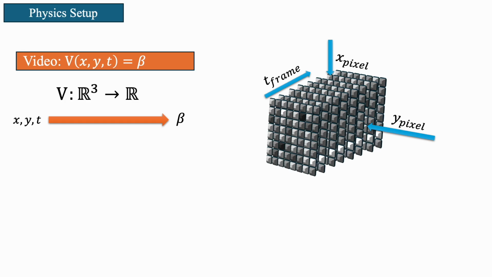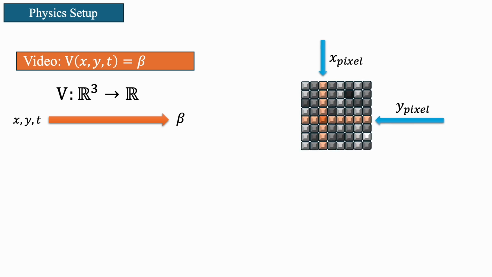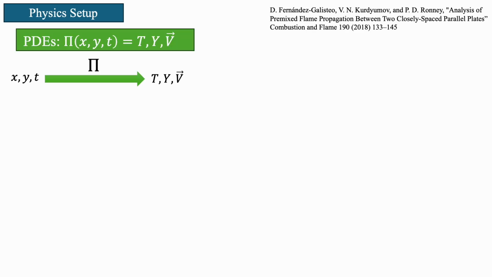First, let's start with our physics setup. A video is simply a mapping from 2D space and time to light intensity. You can select your frame and then select your X pixel and Y pixel value to map to a light intensity, which we call beta. Now we're going to look at a solution to a system of partial differential equations that maps from 2D space and time to temperature T, concentration Y, and velocity V profiles. This formulation was developed by Professor Fernandez-Galisteo, Professor Kurdyumov, and Professor Paul David Ronney.